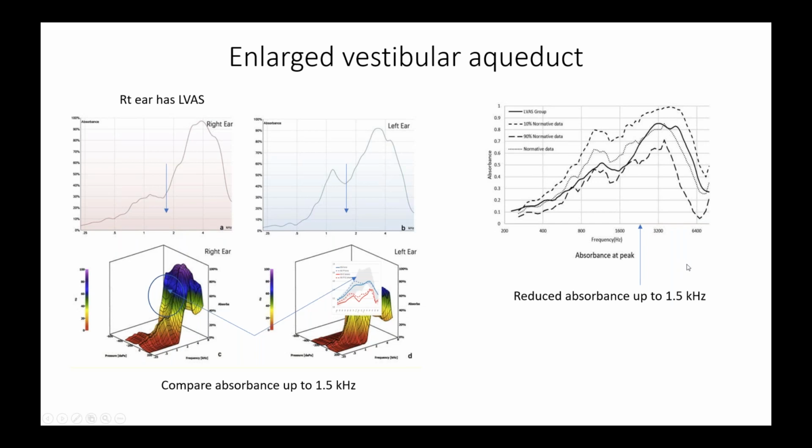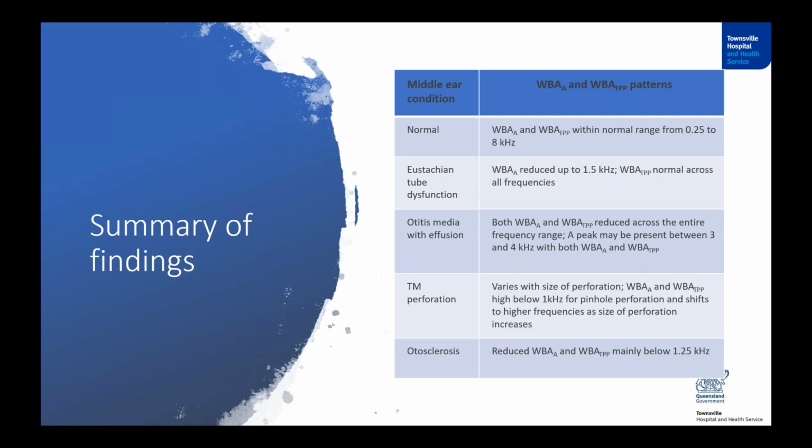So the middle ear conditions show some sort of wideband absorbance results, but it's still not very well studied, I should say. In summary, some of the middle ear conditions show certain patterns that we can apply. Normal ears have a normal absorbance at ambient and TPP conditions across the whole range. In eustachian tube dysfunction, the absorbance at ambient condition is reduced, but at TPP it comes back to normal. In otitis media, it's reduced across the whole range with a probable peak around 3 to 4 kilohertz. With tympanic membrane perforation, it varies with the size of the perforation.